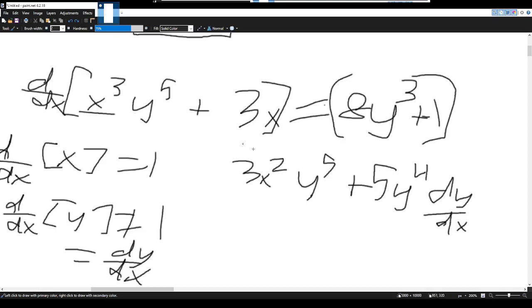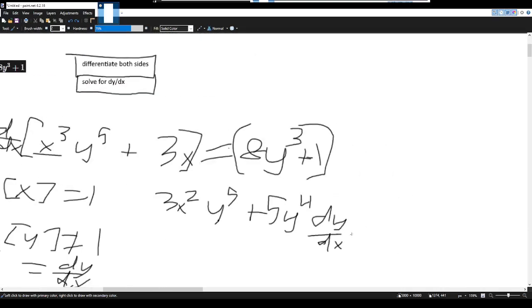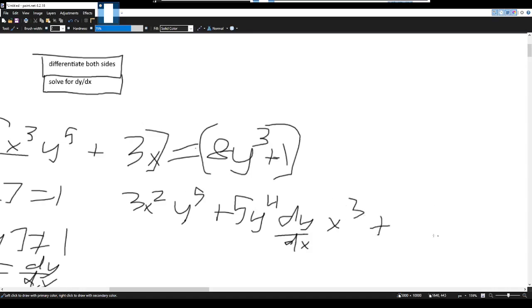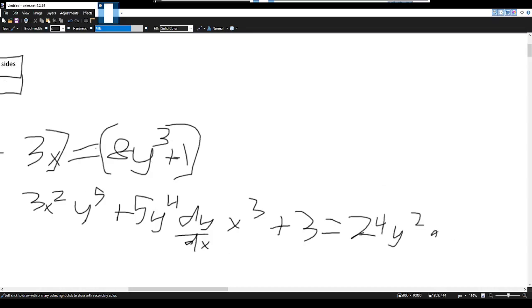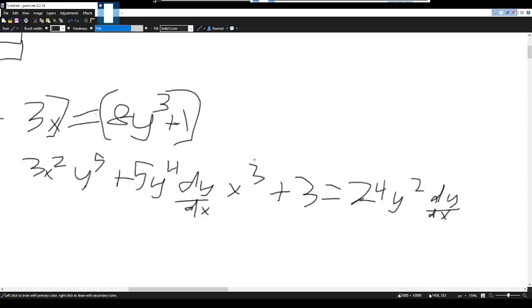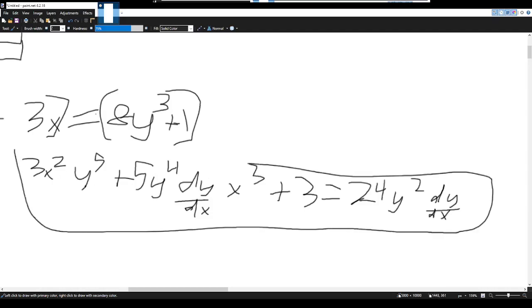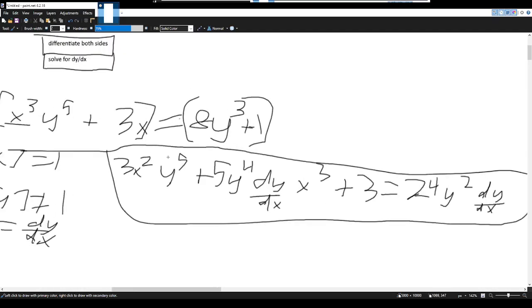So we have this, and then times the x to the third, and then plus the derivative of 3x, which is of course just 3, equals, due to the power rule but also chain rule, 3 times 8, 24y squared dy/dx, plus the derivative of 1, which is 0, so I'm going to leave that off. So now we have this. This is our derivative looking thing, but you notice we only did the first step. We differentiated both sides. It wasn't that bad. It looks a bit scary, but now we have to solve for dy/dx.